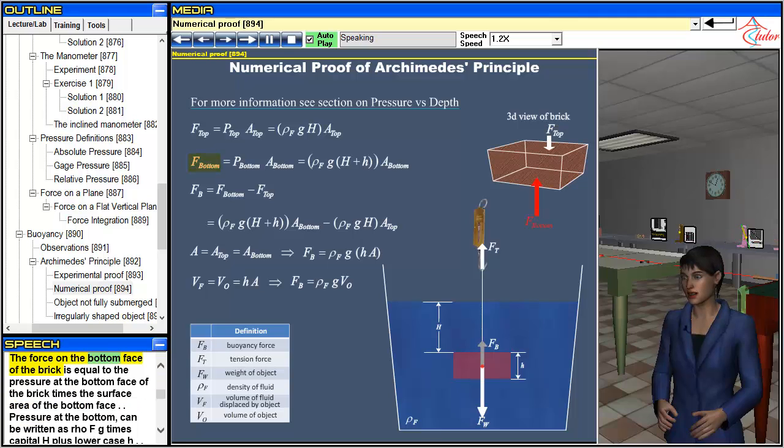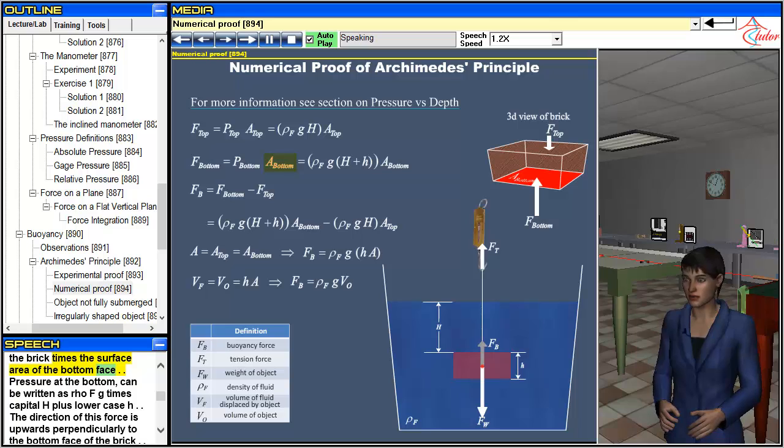The force on the bottom face of the brick is equal to the pressure at the bottom face of the brick times the surface area of the bottom face. Pressure at the bottom can be written as rho g times capital H plus lowercase h. The direction of this force is upwards, perpendicular to the bottom face of the brick.